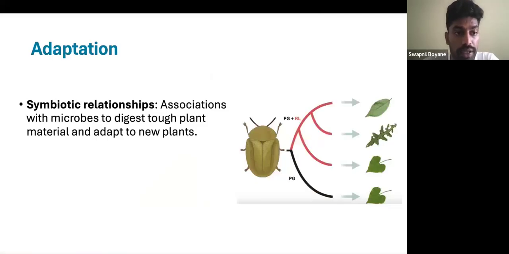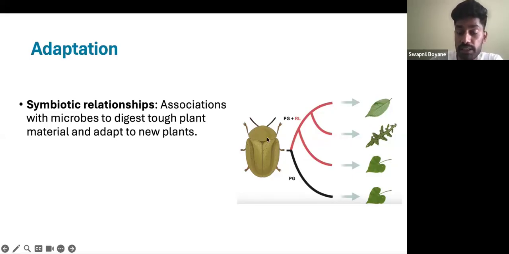And the third very important adaptation in terms of beetle evolution is the symbiotic relationship with microorganisms. When I say symbiotic relationship, what that means is that throughout the course of their history, these beetles have evolved partnerships with microorganisms, different kinds of bacteria inside their gut, that help them digest tough plant materials and adapt to new plants.